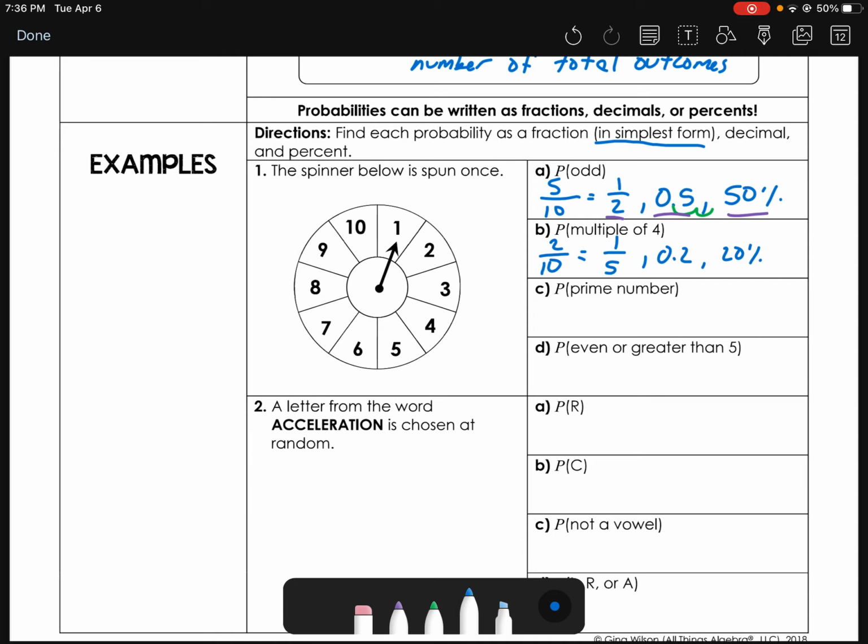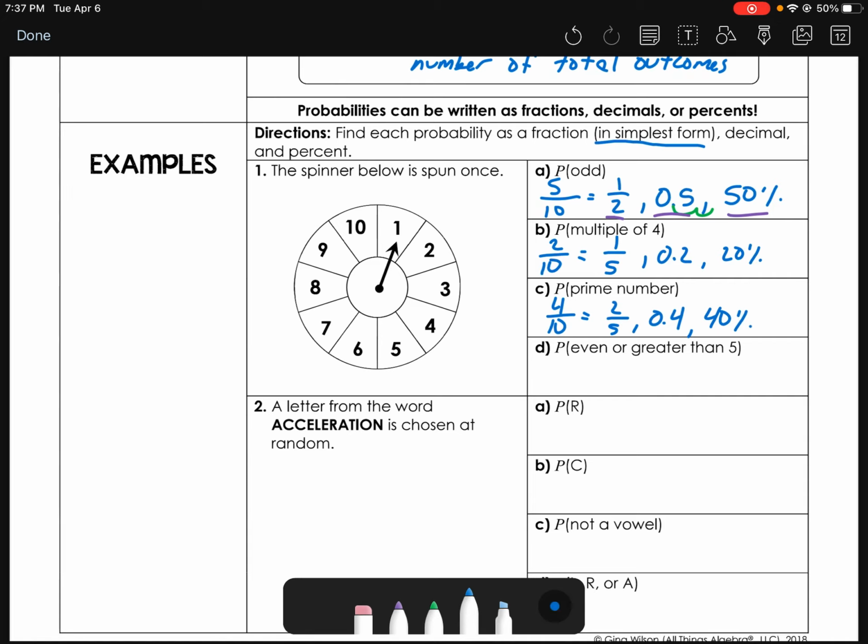All right, the probability that we have a prime number. Remember, 1 is not prime, so I have 2, 3, 5, and 7. So I have 4 possible outcomes for that one. I still have a total of 10 outcomes. I can divide the top and bottom by 2. If I do 2 divided by 5, I would get 0.4. And if I move the decimal place over 2 times, I get 40%.